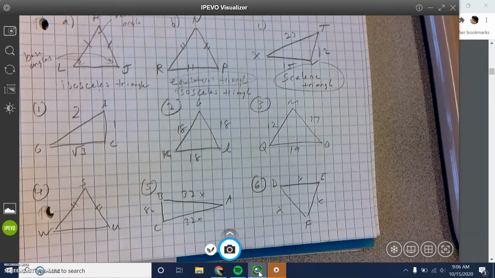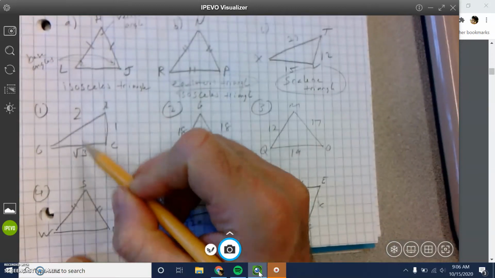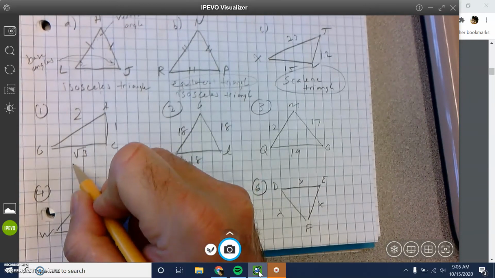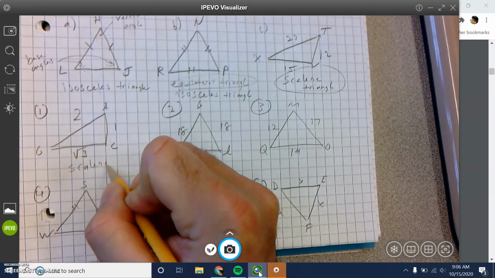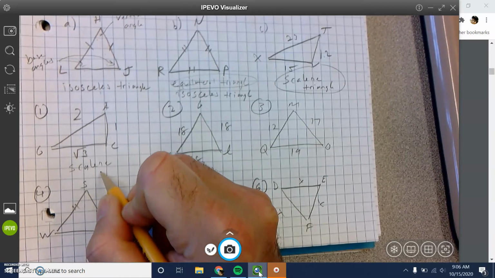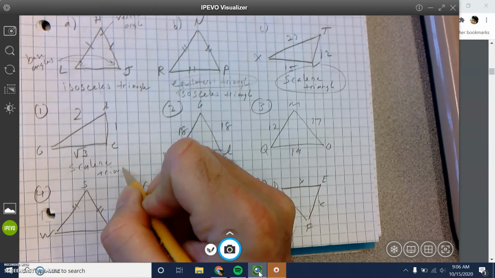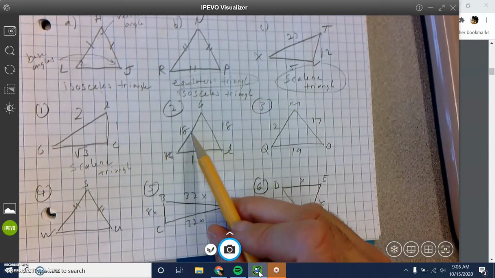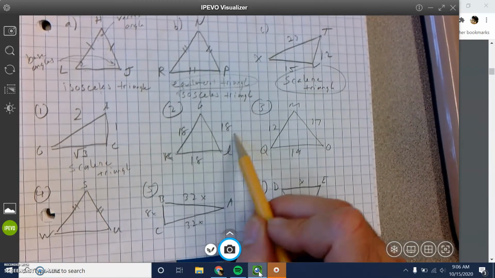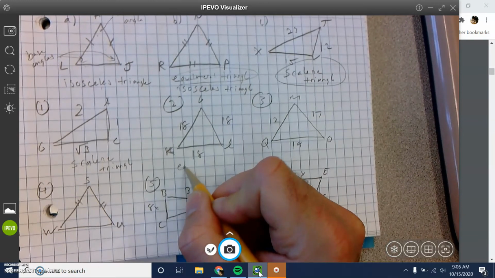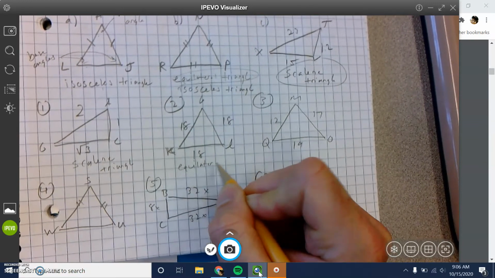All right, see what we got. So 1, 2, and radical 3, those are all different values. And so number 1 is a scalene because no two sides are congruent. Okay, let's see this. 18, 18, 18. All the sides are congruent, so this is an equilateral triangle.